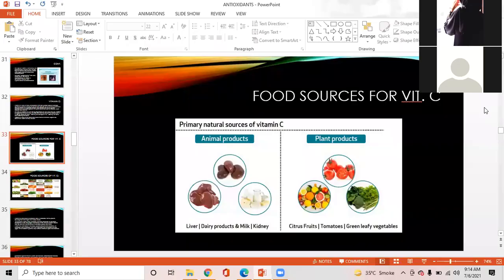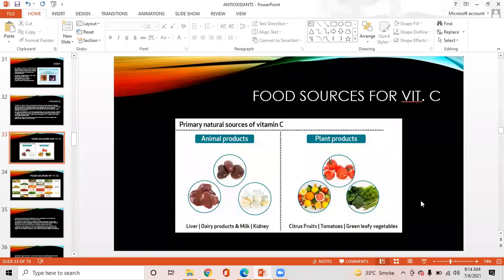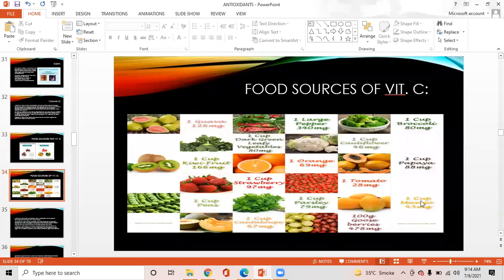Experts say citrus fruits, tomatoes, and green leafy vegetables are the basic plant products. These are the other sources of vitamin C: guava, 1 cup of kiwi fruit, peas, strawberry, orange juice, dark leafy vegetables, large pepper, broccoli, papaya, mangoes, and berries.